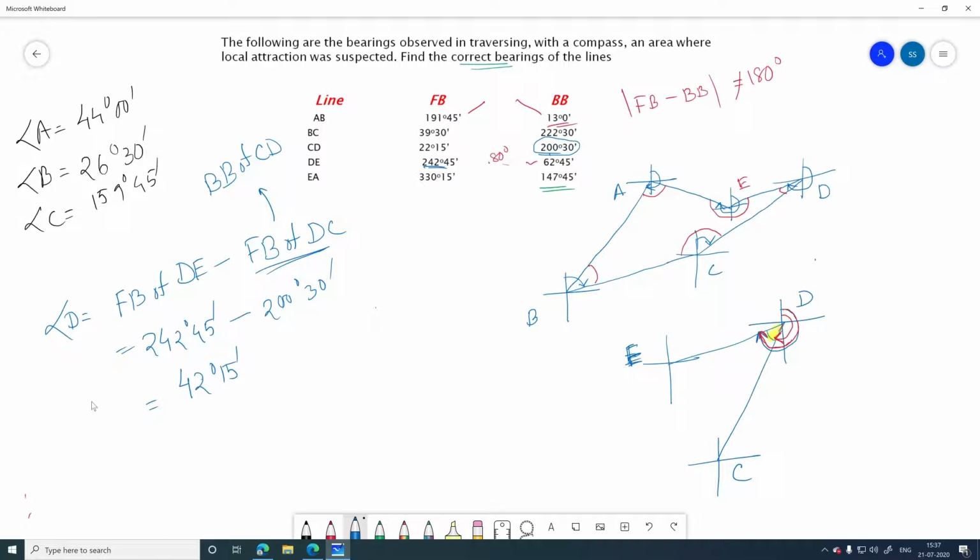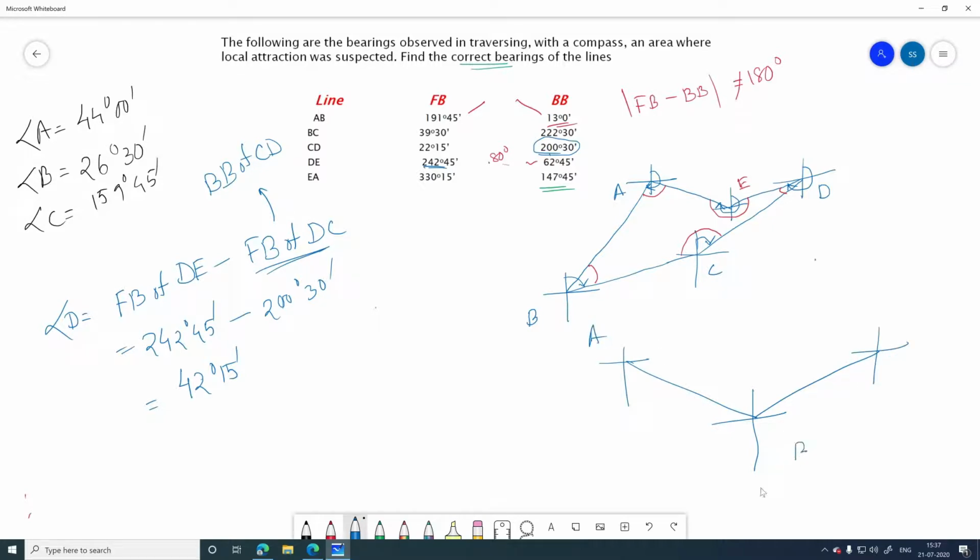Okay, now this is angle D. So the last one is remaining to determine the angle E. So angle E, let's draw this part first. So it is something like this. So this is A, this is E, and this is D. So we need to determine this. This is actually interior angle. Okay, but here it is looking like exterior, but yeah, if you see this figure, it will be the interior one. So it is very simple to determine this angle.